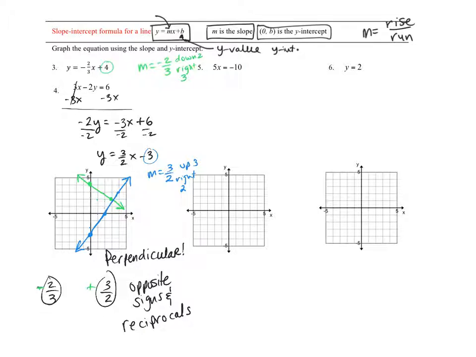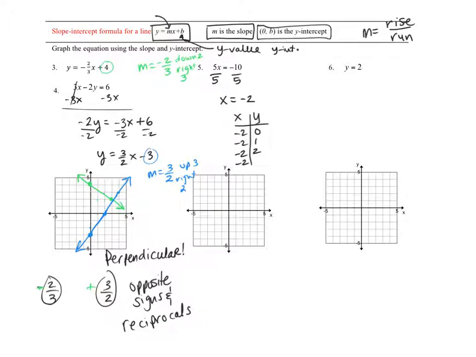Okay, let's look at this next one. I have 5x equals -10. Dividing by 5 gives x equals -2. And this is kind of a special case. x is always -2. It doesn't matter what y is. So here's my x.